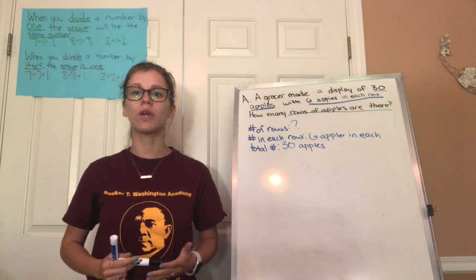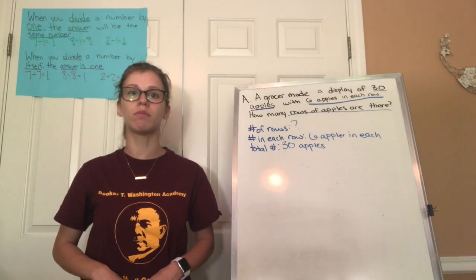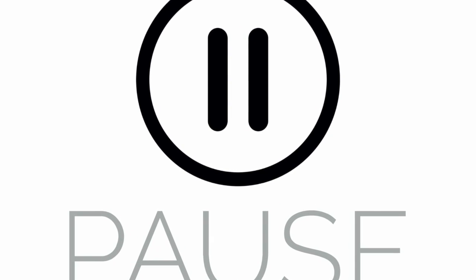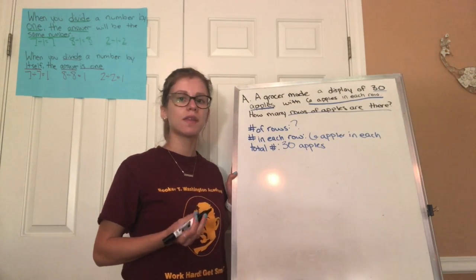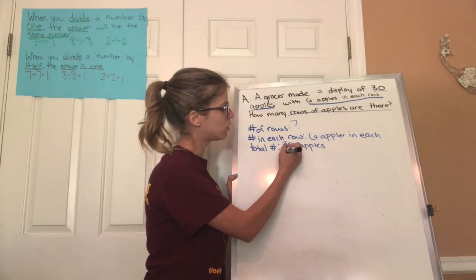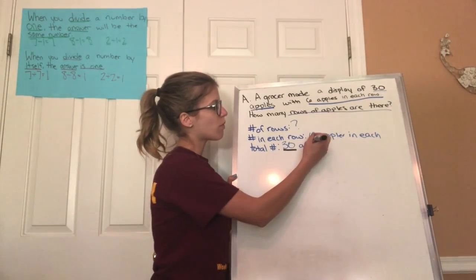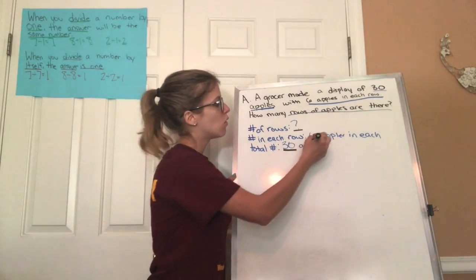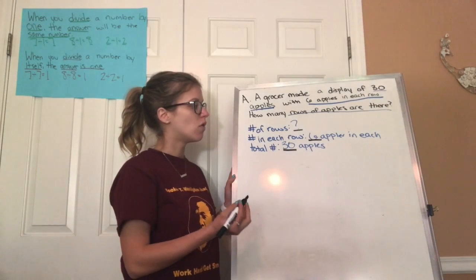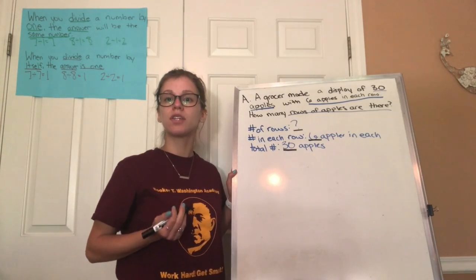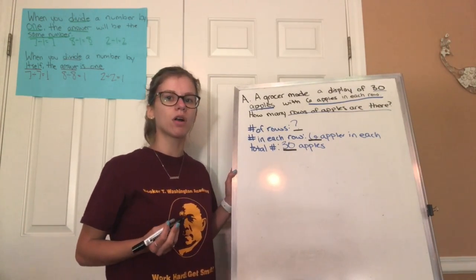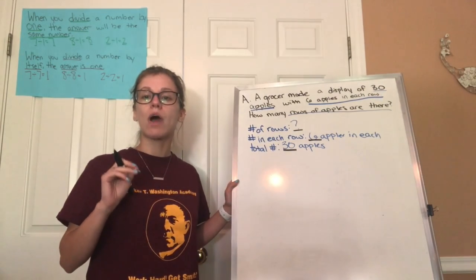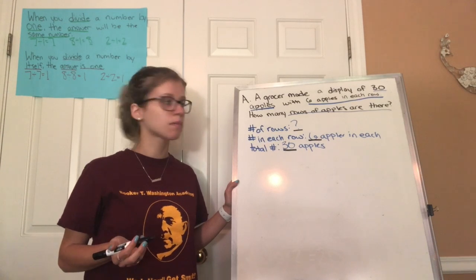Pause and think about an equation that I can use to represent this problem. So if I'm looking at this, I see that there are 30 apples that are going to get broken up into a certain number of rows with 6 in each. Or there are 30 apples with 6 in each row, and we're trying to figure out how many rows there are. What I want you to do is pause me and think about how I can draw a picture of this.